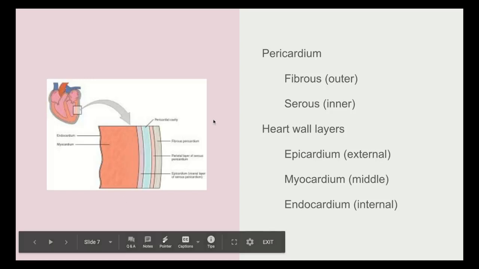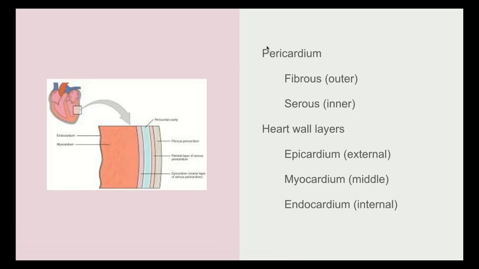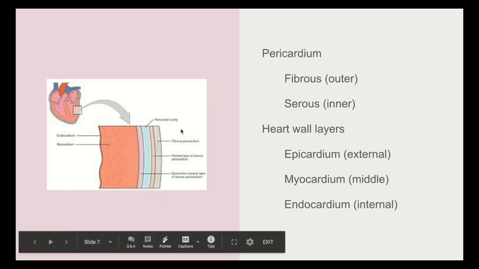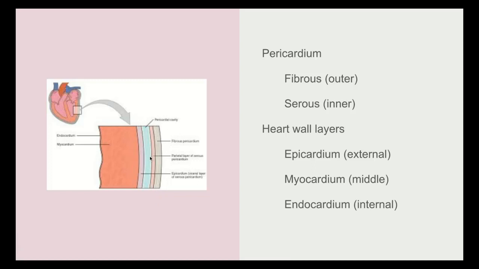Okay, so going back to basics, the pericardium. Remember, the pericardium is a sac that's encasing the heart. The function of the pericardium is to allow the heart to beat forcefully and contract really hard without causing any friction to nearby structures or to the actual heart itself. Remember, there are two layers to the pericardium: the fibrous pericardium and the serous pericardium. Fibrous is on the outside, serous is on the inside.